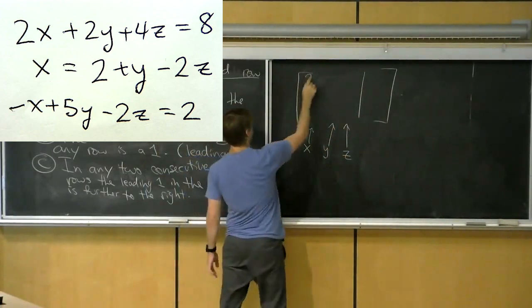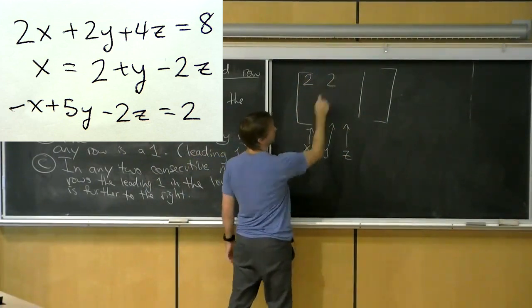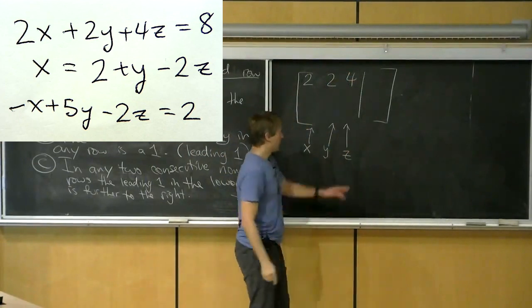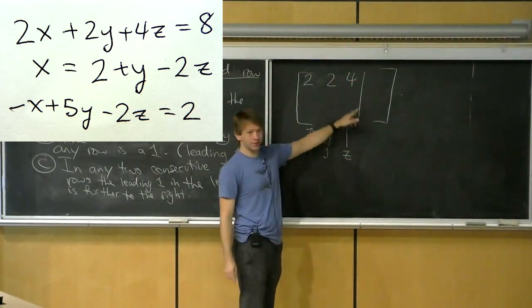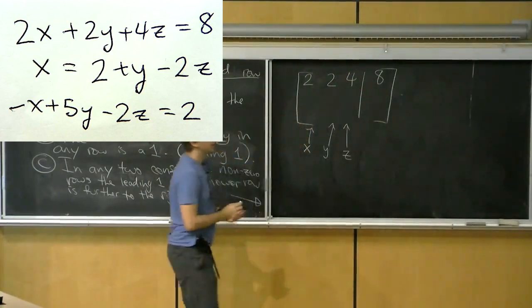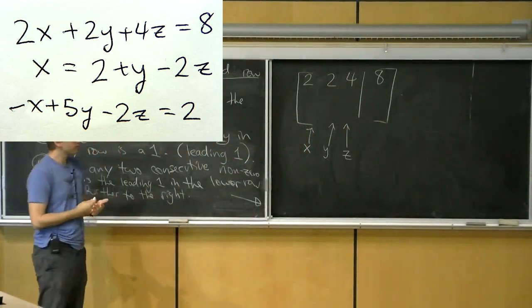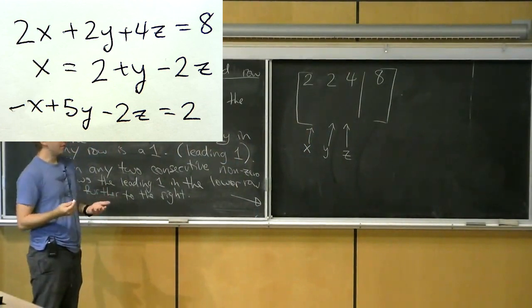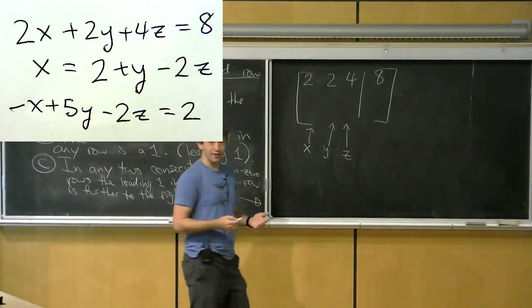So, okay, this should be 2, 2, 4. And then this line represents equals. So we have 8. Right? Does anyone recognize something strange about my second equation, though?